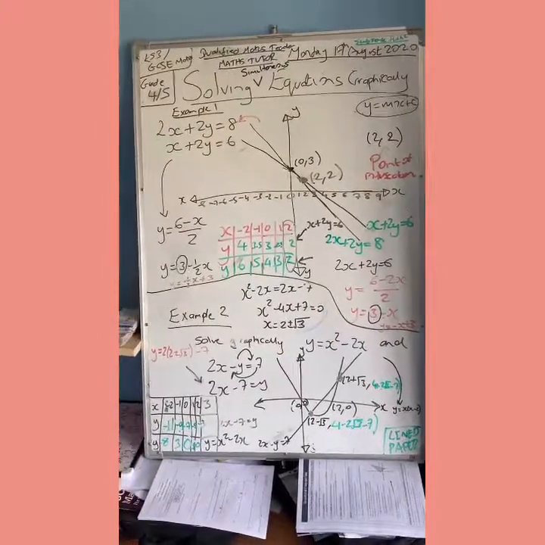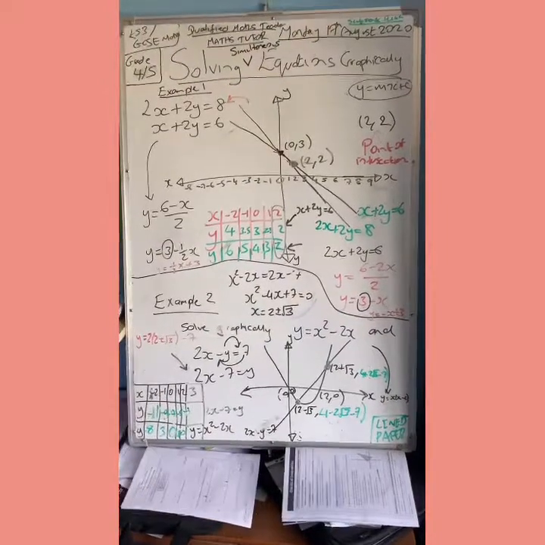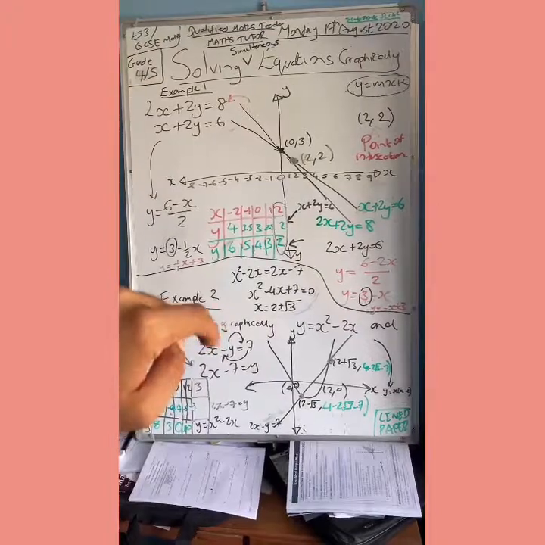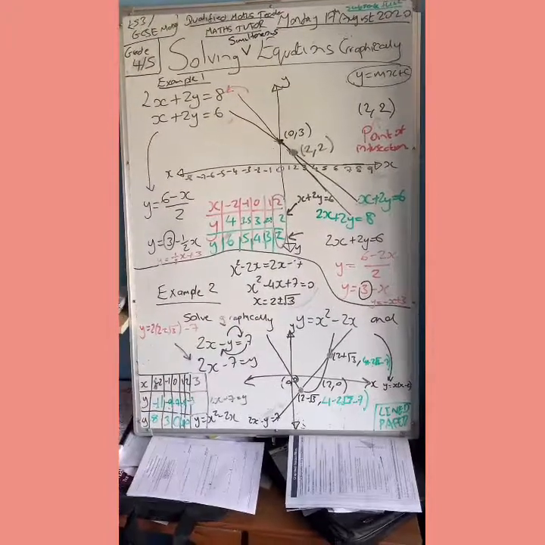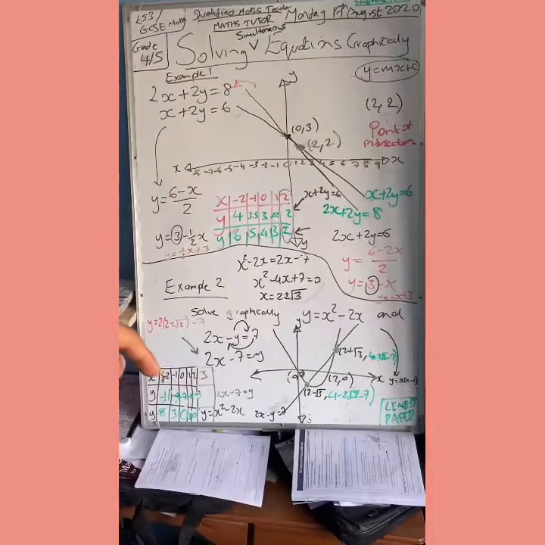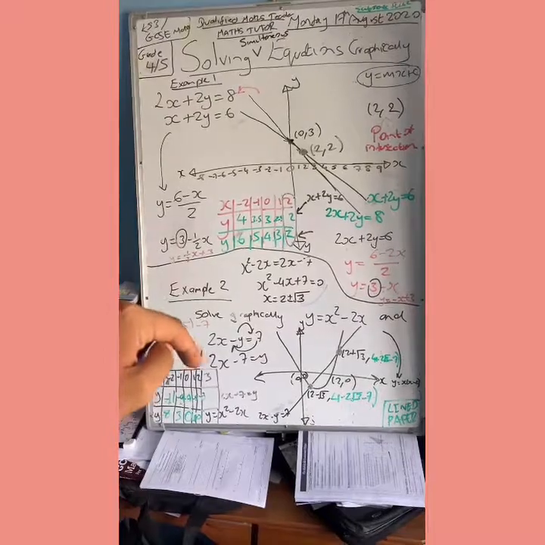Okay, right, guys. Example 2. So we've got here y is equal to x squared minus 2x, and 2x minus y is equal to 7. So what I did was I plotted the graph. I did a table of values: -1, -2, 1, -1, 0, 1, 2, 3.